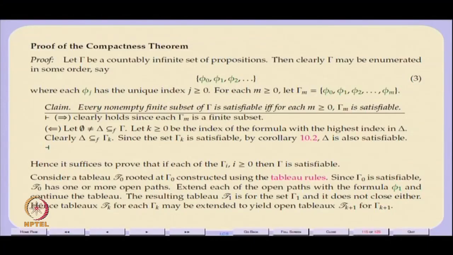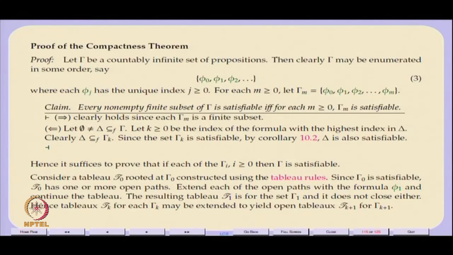So, we will go from finite to the general case. You take any finite subset delta. By the way, this is my notation: a subset with subscript f means it is a finite subset, and we are only looking at non-empty finite subsets. So, let delta be any non-empty finite subset; then clearly there is an m such that delta is also a subset of gamma m. Delta contains various formulae from the enumeration phi naught, phi 1, phi 2, phi 3 and so on, and they are all indexed by the naturals.